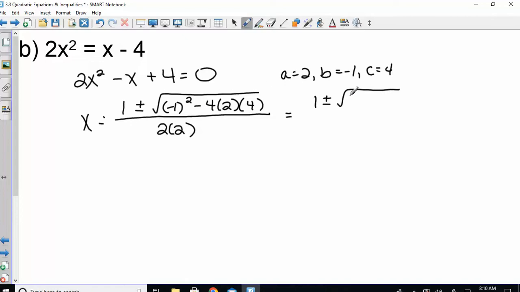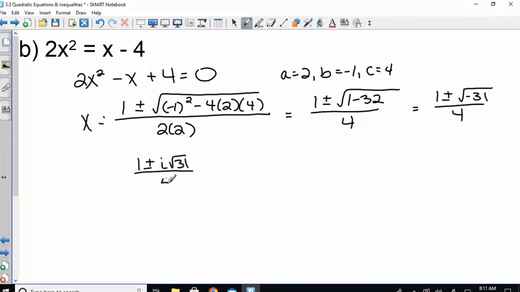Okay, -1 squared is 1. 4 times 2 times 4 is 32. So you get 1 plus and minus the square root of -31 over 4. What would you have to do with that? Take out 9. Okay, 31 is prime, so it doesn't break down.